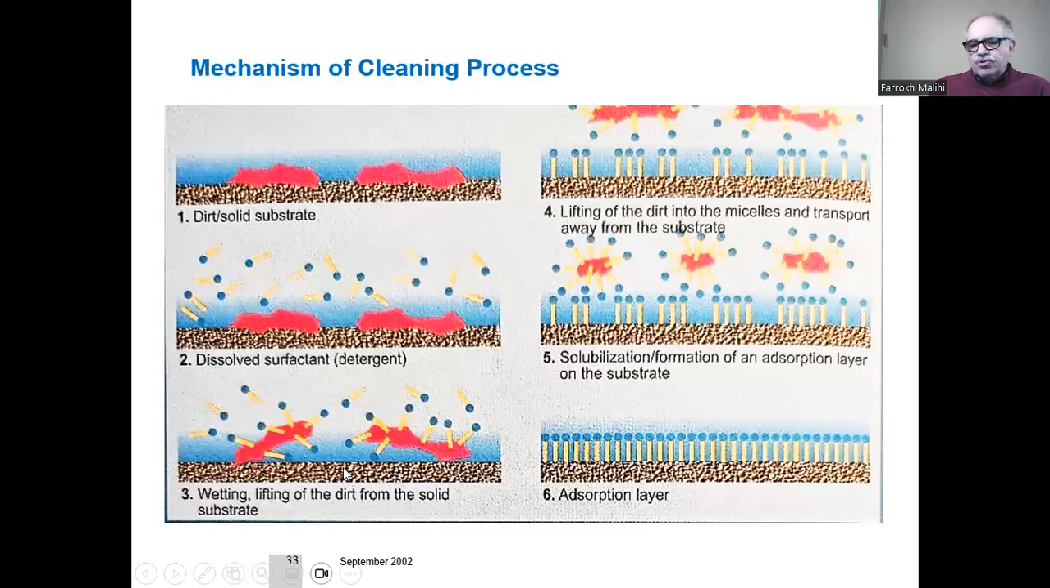Here, a schematic shows this detachment of soil. Initially, soil, either greasy or particulate, or usually a mixture of the two, is attached on the surface. Surfactants adsorb on the surface of the substrate and soil and lead to the detachment of soil and emulsification of soil.